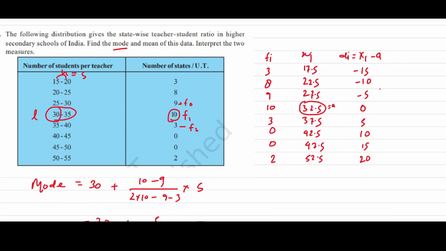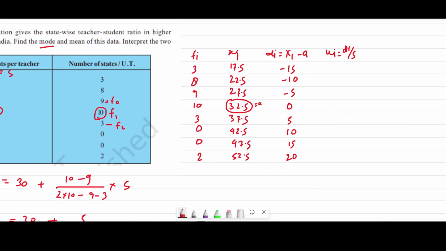This is the multiple of 5 according to class size, so we can find out ui, which is di by 5. Here 5 is taken as h. Now what will be the value? Here, if we divide, after dividing, we will get minus 3, 5 3 is 15, 5 2 is 10, so minus 2, minus 1, and this will be 0, 1, 2, 3, and 4.